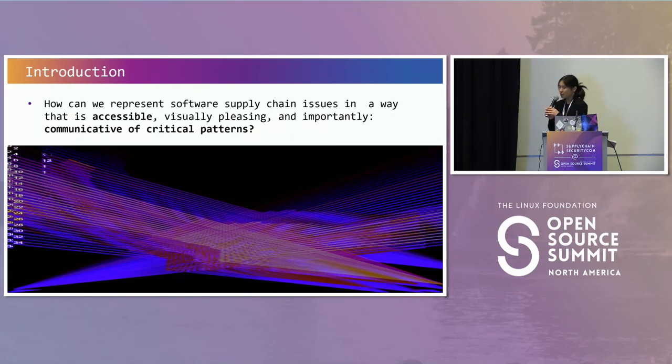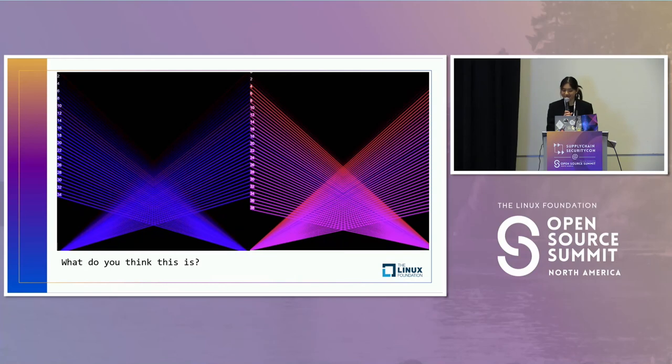So my main question is, how can we represent software supply chain issues in a way that is accessible, visually pleasing, and most importantly, communicative of critical patterns? I want you all to look at the visualization that I will be pulling up shortly, and I'm very curious about what everyone thinks this is. Feel free to either shout it out, or the Slido shall be opened to the next poll.